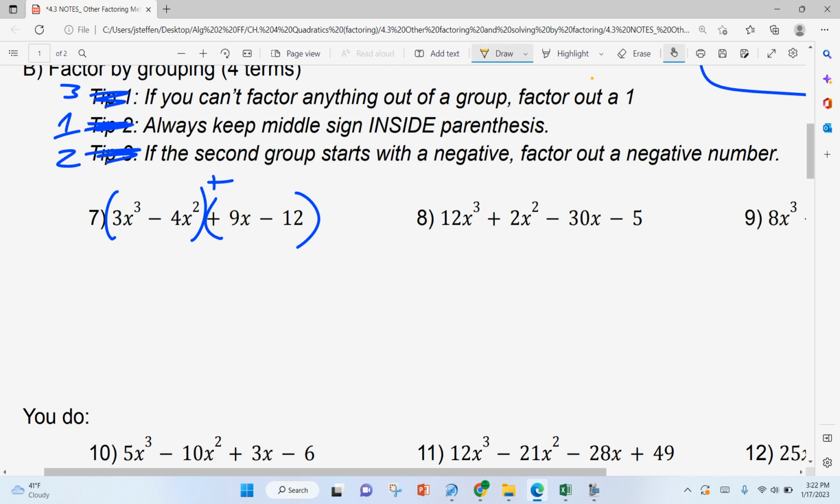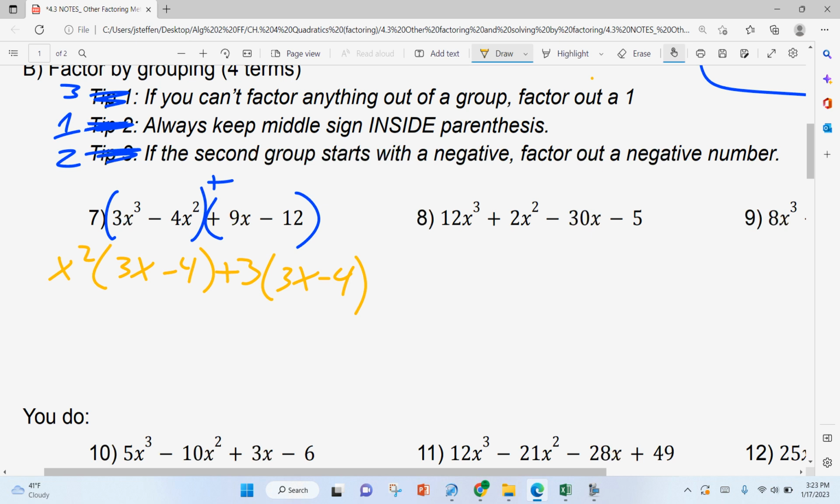So we have our 2 groups. Each one of those groups, you're taking out a greatest common factor. So the first one will take out an x squared. That leaves me with 3x plus 4. The next one, I can take out a factor of positive 3, which leaves me with 3x minus 4.